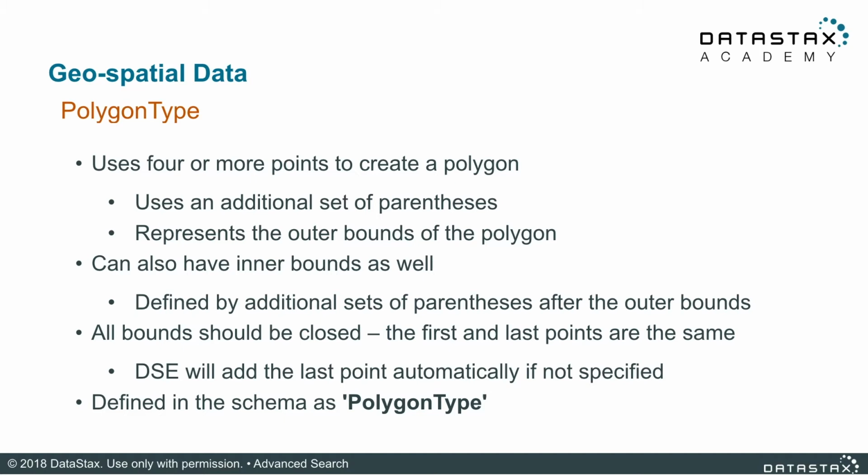All the bounds for the polygon should be closed, which means that the polygon is defined with the start and the end being the same point. Don't worry if you forget the last point though, because DSE can automatically add that for you, so long as the polygon contains a minimum of 4 points. Best practice would also indicate that the points for the outer bound should be written in a counterclockwise direction and an inner bounds in a clockwise direction, though DSE does not enforce this.